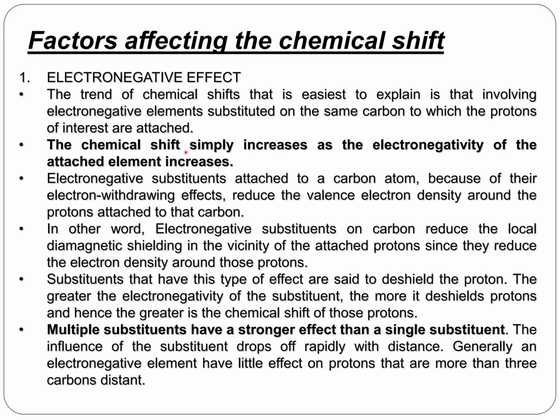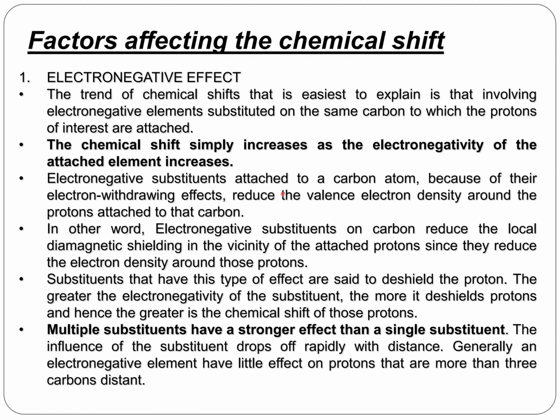Now we'll discuss different factors that affect the chemical shift in NMR. First of all, electronegative atoms. Electronegative atoms will deshield the carbon or the hydrogen, and this will shift the signal downfield. The trend of chemical shift that is easiest to explain is that involving electronegative elements substituted on the same carbon to which the protons of interest are attached. The chemical shift simply increases as the electronegativity of the attached element increases.